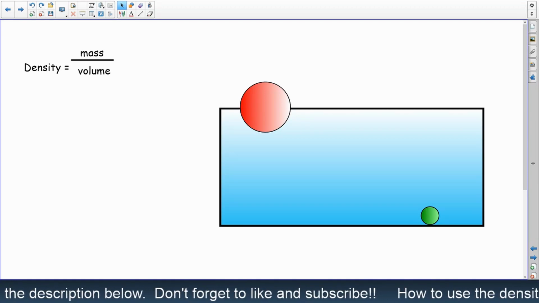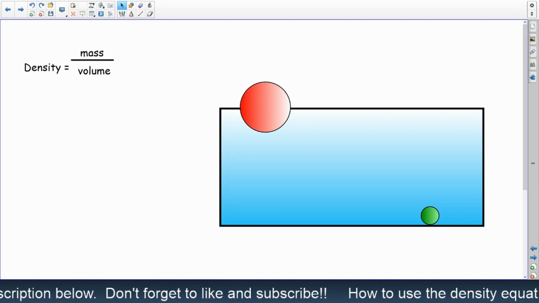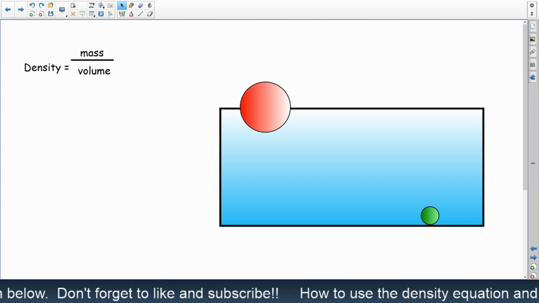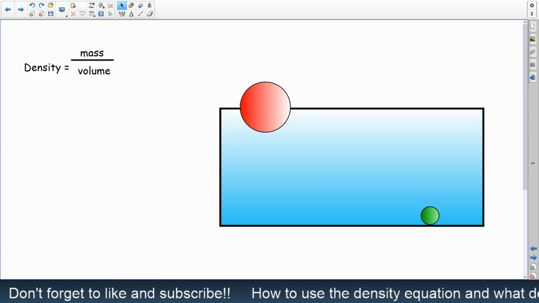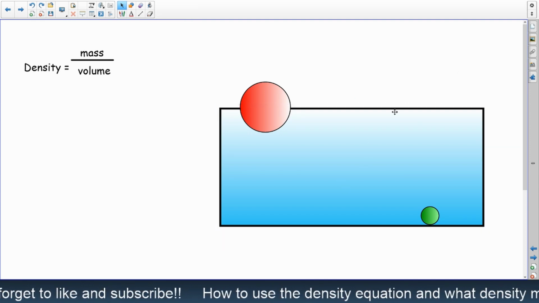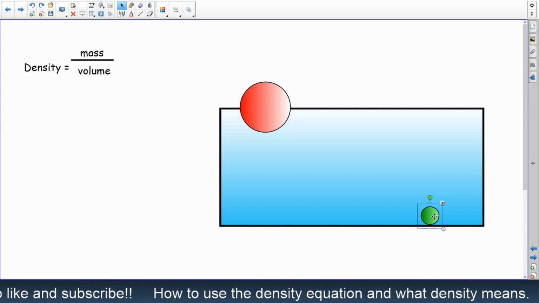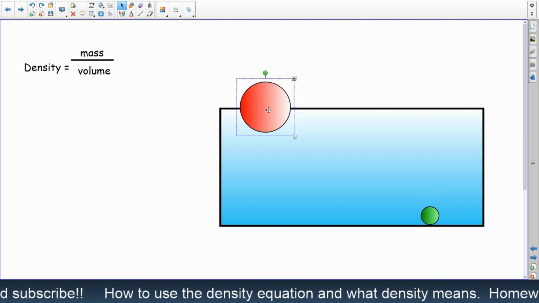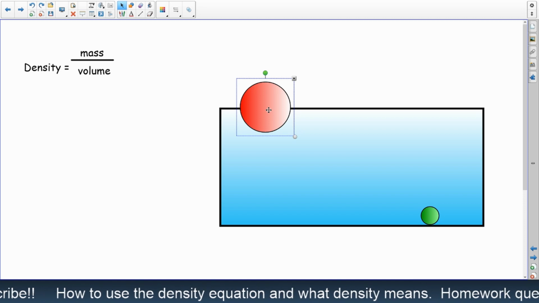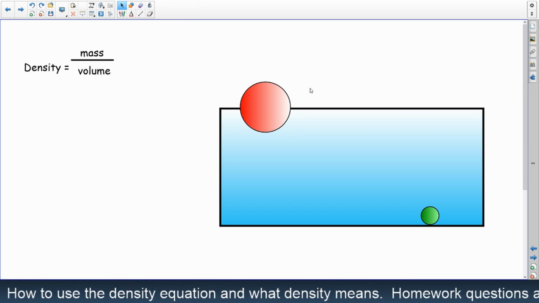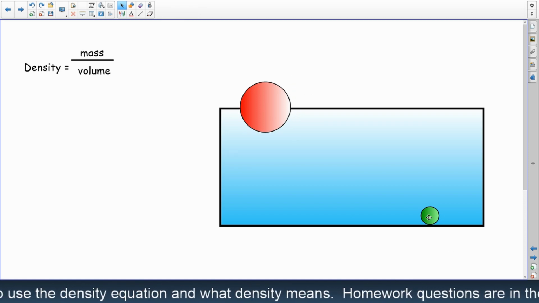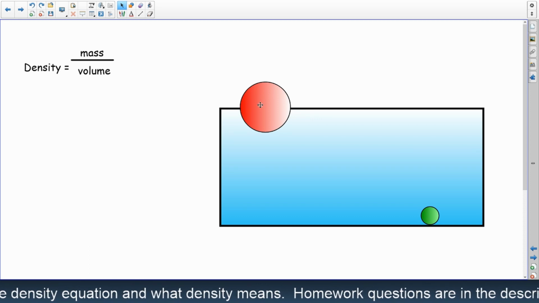Hi folks, so in this video we're going to take a look at the concept of density. Now density is the idea that occasionally if you have an object, say in water, smaller, lighter objects sink, whilst larger, heavier objects appear to float. And the idea here is, why does something light sink while something heavy can float?